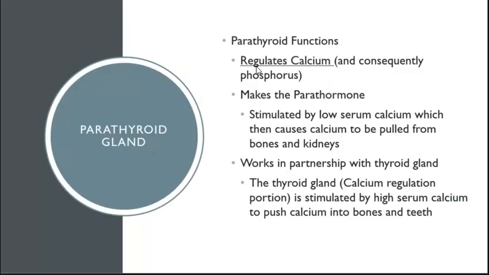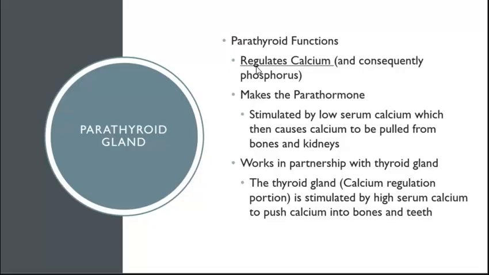Now your parathyroid gland. Remember, your parathyroid's on the back of your thyroid. This is what regulates your calcium. So if it's high, you have hyperparathyroid. If your calcium is low, you have hypoparathyroid. Now, do not forget, if calcium is doing one thing, phosphorus is doing the opposite. So it can consequently regulate phosphorus as well.